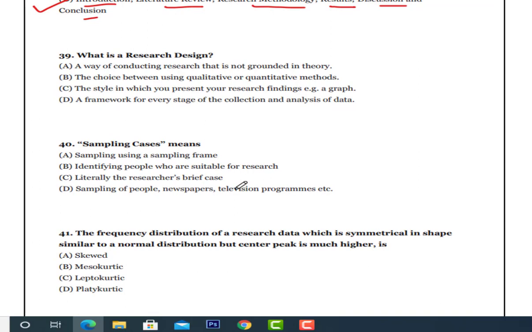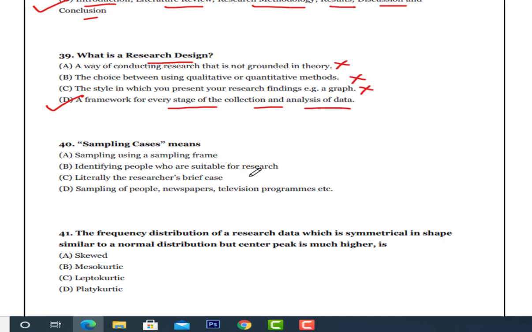The next one: what is a research design? So research designing means what? It is a framework for every stage, what we have to do. What is the next step we have to do? So we are doing some framework. Okay. So research design is a framework for every stage of the collection and analysis of data. This is not about the style of research finding, or the quality or quantity. It is not a way of conducting research that is not grounded in theory.